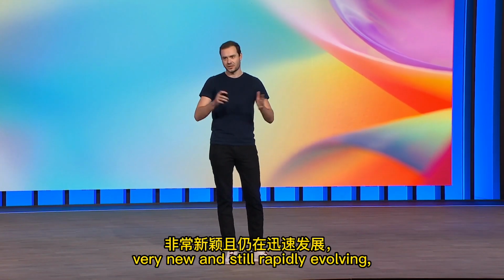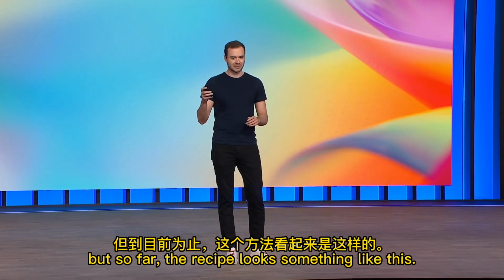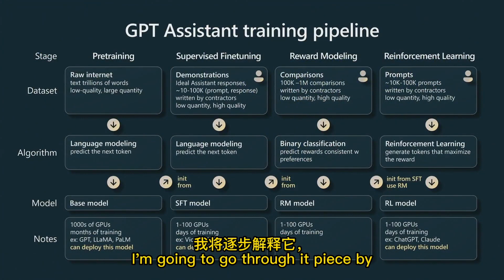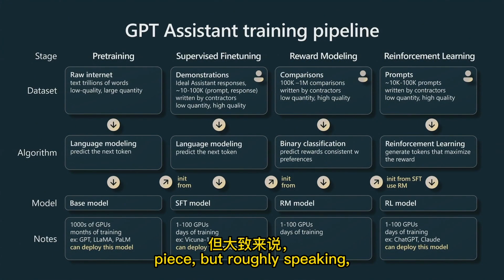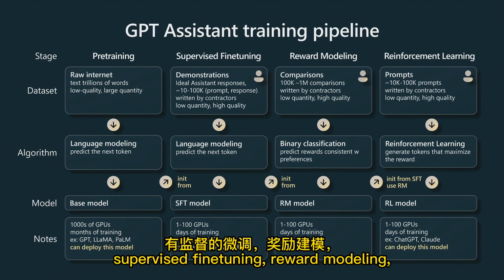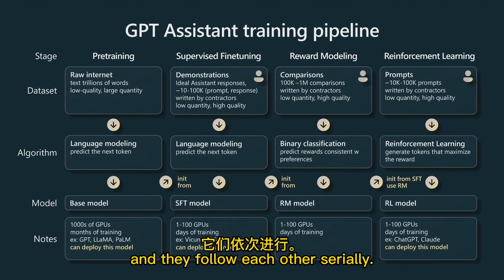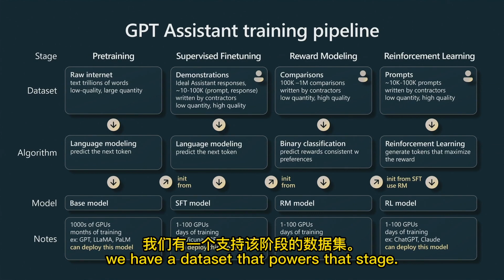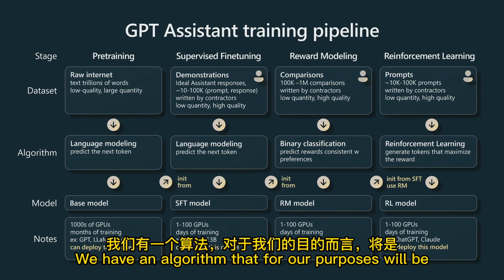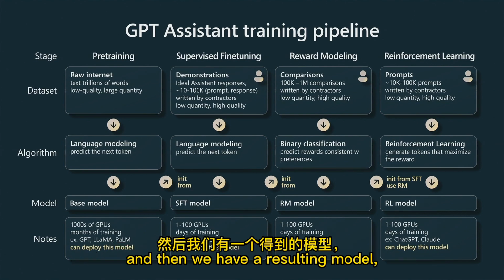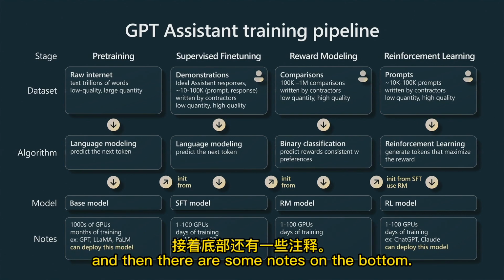Keep in mind that this is all very new and still rapidly evolving. But so far, the recipe looks something like this. Now, this is kind of a complicated slide, so I'm going to go through it piece by piece. Roughly speaking, we have 4 major stages: pre-training, supervised fine-tuning, reward modeling, and reinforcement learning, and they follow each other serially. In each stage, we have a data set that powers that stage. We have an algorithm that, for our purposes, will be an objective for training a neural network. And then we have a resulting model. And then there are some notes on the bottom.